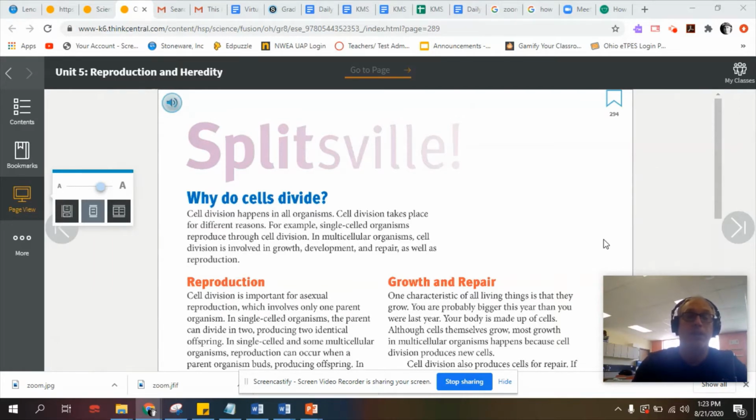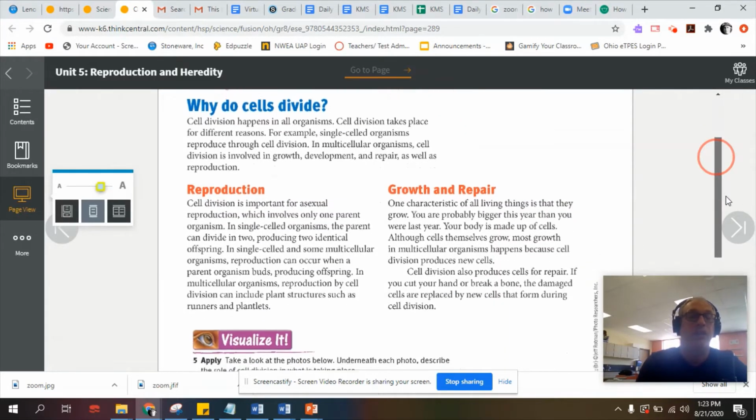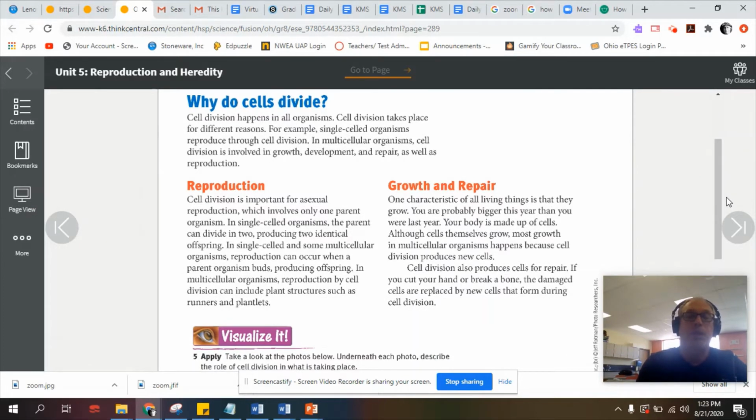Reproduction. Cell division is important for asexual reproduction, which involves only one parent organism. In single-celled organisms, the parent can divide in two, producing two identical offspring. In single-celled and some multicellular organisms, reproduction can occur when a parent organism buds, producing offspring. In multicellular organisms, reproduction by cell division can include plant structures such as runners and plantlets.